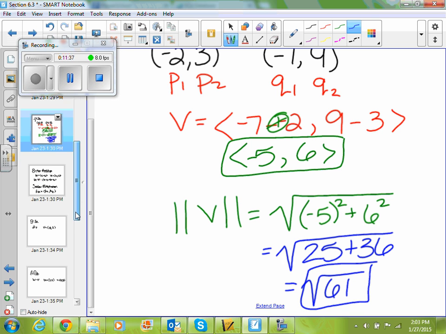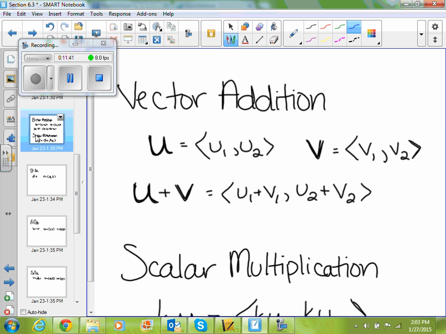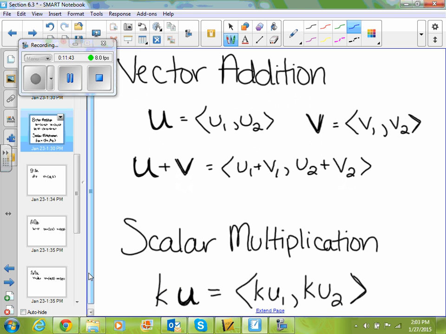Alright, so component form and magnitude, not so bad. The last thing we're going to look at is vector addition and scalar multiplication. Okay, so how do we add vectors, and how do we scale them or make them bigger by multiplying?